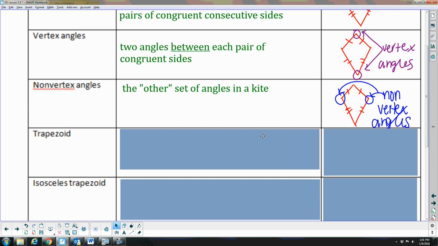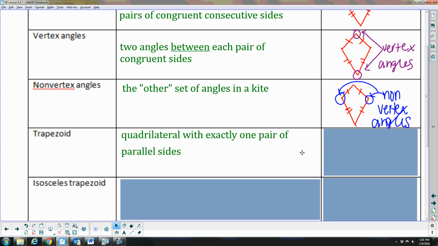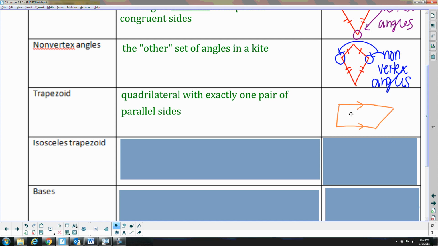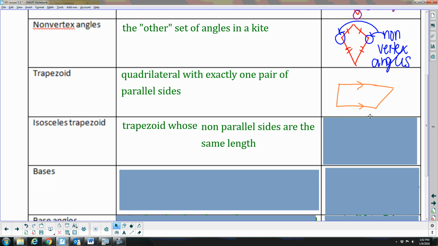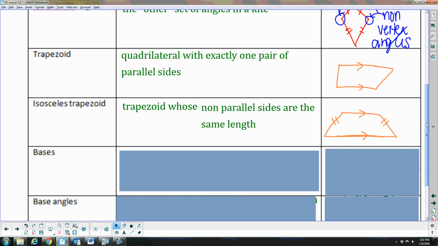Then if we move on to trapezoid, a trapezoid is a quadrilateral with exactly one pair of parallel sides. So if you were to draw your picture of a trapezoid, you would point out that one set of sides is parallel, but the other one is not. So the top and the bottom side are parallel, but the left and right side are not parallel. With an isosceles trapezoid, you have the characteristics of a trapezoid where you have one set of parallel sides, but the other two sides are the same length. So those two are congruent sides.